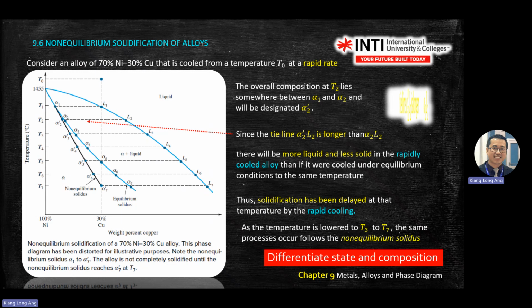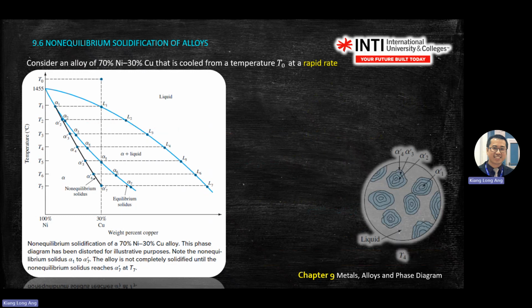Okay. So here, as the temperature lowers from T3 to T7, the same process happens. Follow the non-equilibrium solidus line, the black line. If you follow this line, you have more and more liquid percentage in the solid metals. Okay, so you will see more and more layers if you cool it down. This happens in rapid cooling only. If it's normal cooling, you only see one type of material.